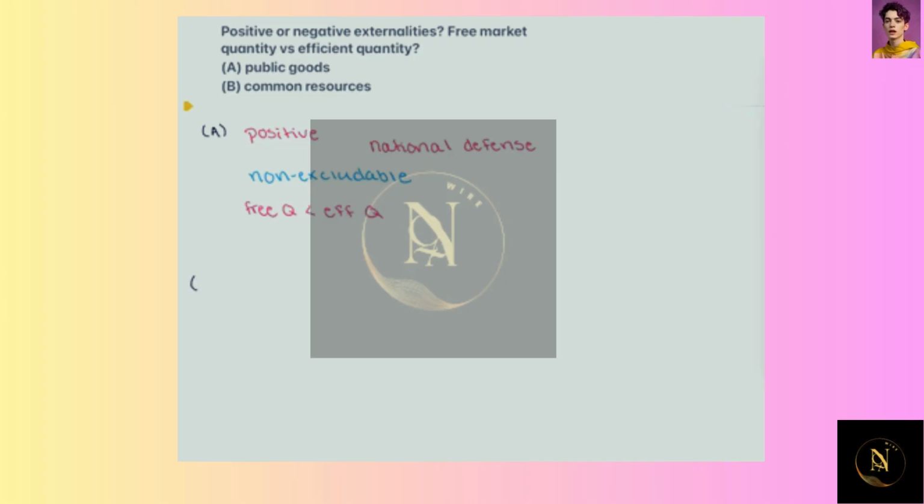Now, part B here, we're doing the same thing, but we're talking in terms of common resources instead. Now, common resources, on the other hand, are going to be excludable goods and excludable resources. So what this is telling us is that when one person uses a good, or whatever it is, this common resource, when one person uses part of it up, there's going to be less of it for the next person. So we see here are going to be negative externalities.